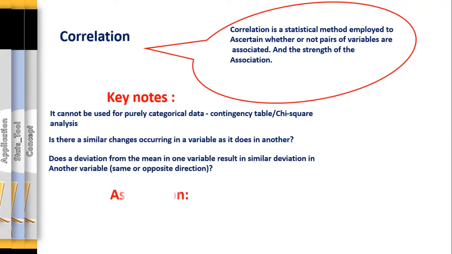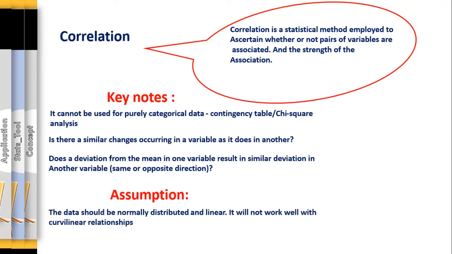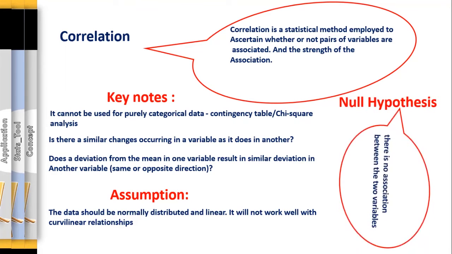Now, there are a few assumptions that one has to take note of, and that is the fact that the data set should be normally distributed or linear. However, when you have a data set that is curvilinear, it may be a challenge to accurately use correlation analysis in that regard. The null hypothesis that is tested for whenever we are undertaking correlation analysis is that there is no association between the two variables that are being considered or compared.